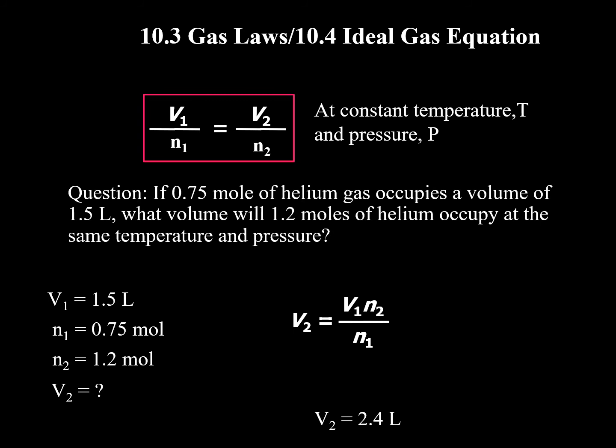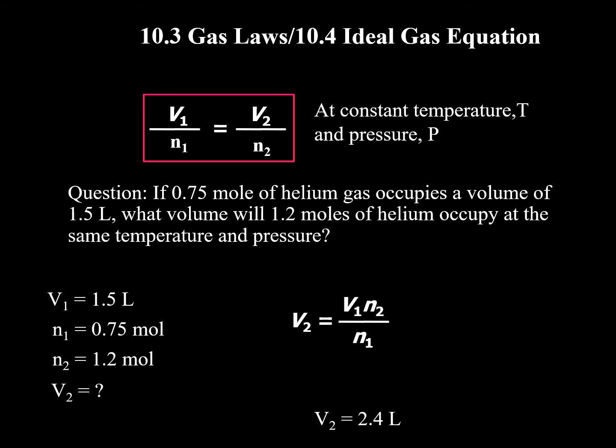So let's try the problem here. If 0.75 moles of helium gas occupies a volume of 1.5 liters, what volume will 1.2 moles of helium occupy at the same temperature and pressure? So we have all our conditions. 1.5 liters is the initial volume. 0.75 moles is the initial moles. 1.2 moles is the final moles. And we want the final volume.